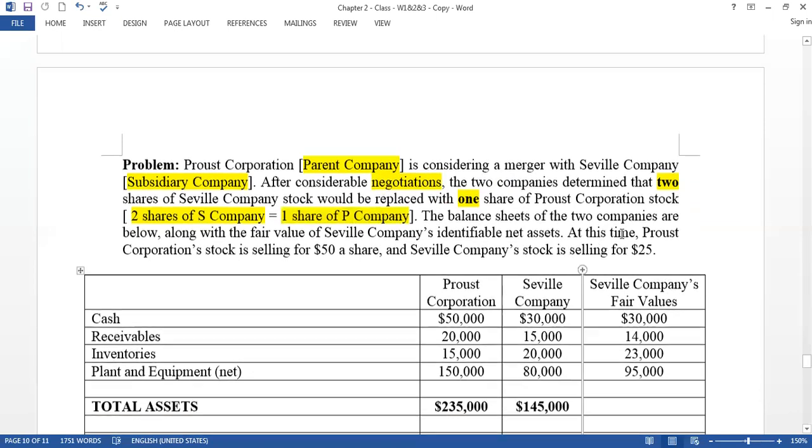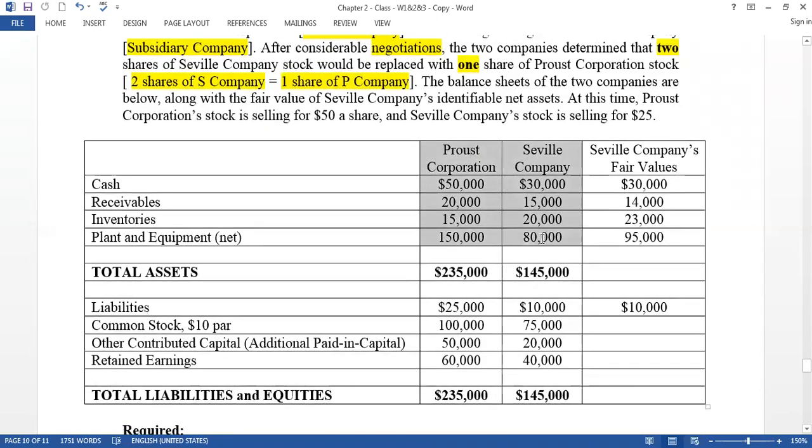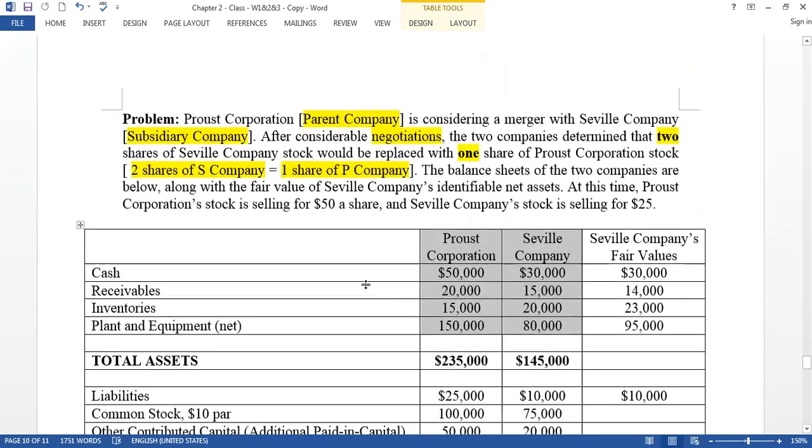So the balance sheets of two companies are below. Again, you should know which one is the parent and which one is the subsidiary, because the question gives you both companies' information. The balance sheets of the two companies are given below along with the fair value of the subsidiary company.